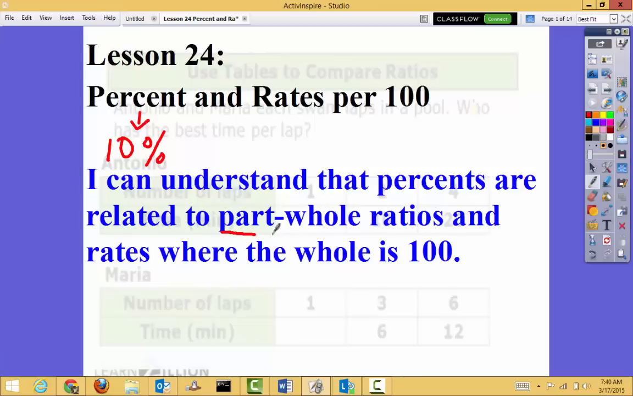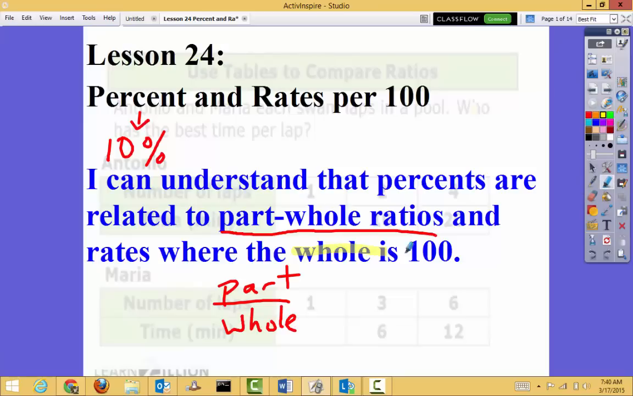Percents are part to whole ratios. So they're going to be just like a fraction. Remember, a fraction is part to whole. The only difference is what? Well, we see this right here. It says the whole is 100. So in a percent, the part to whole is going to look like this. A percent equals some part over my whole, and the whole is going to be 100. That's all a percent is. A percent is a fraction or a ratio with 100 as my denominator.